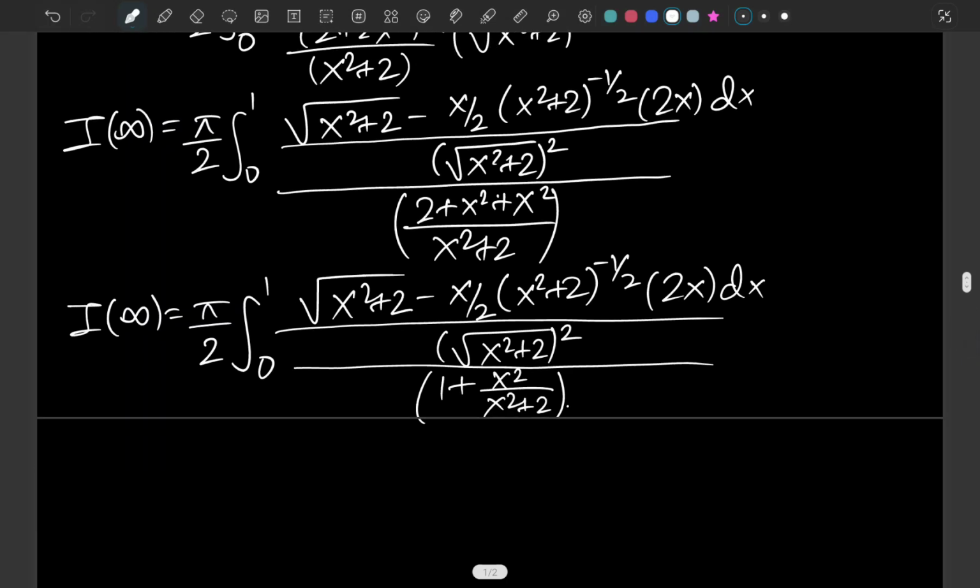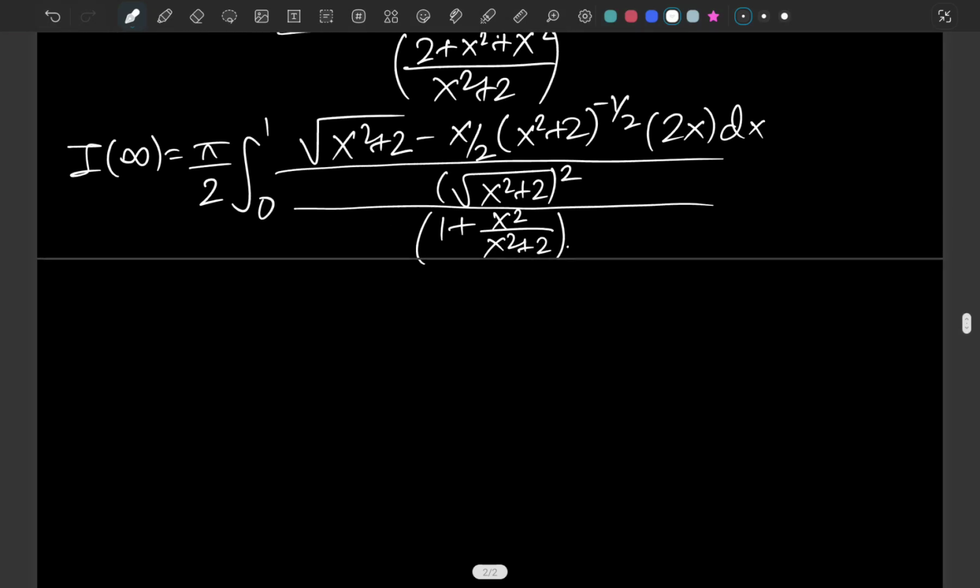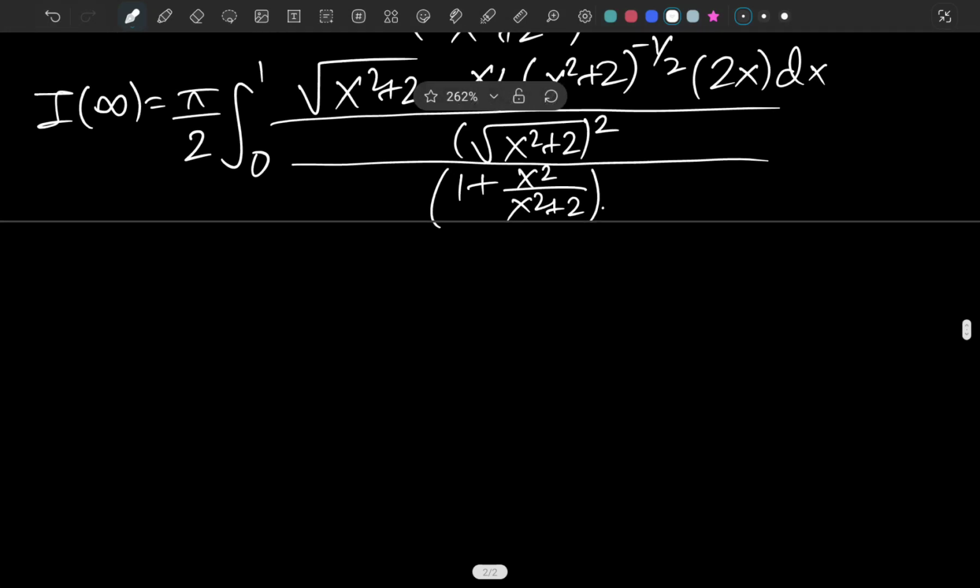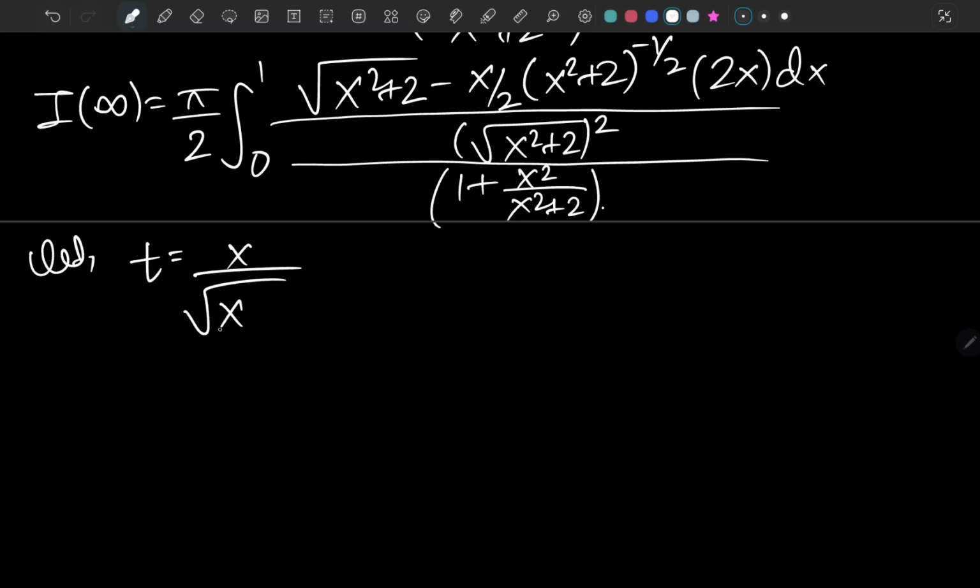I know this looks ridiculously disgusting, but believe me, that's going to make our life easier. Don't worry. So now our next step is let t equal x over square root of x squared plus 2. If we talk about the limits, when you plug in x equals 1, that comes out to be 1 over square root of 3, and 0 comes out to be 0.